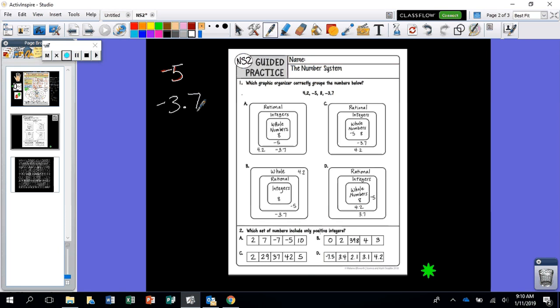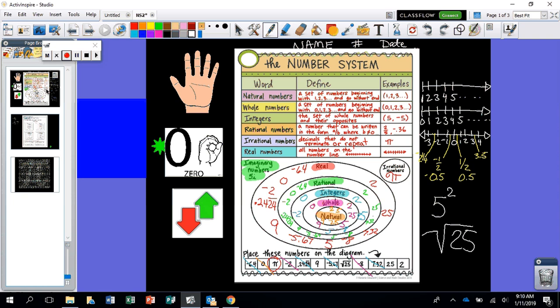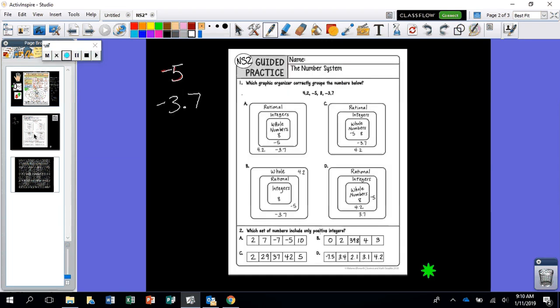So we know that -5 is an opposite of 5, and that means that, according to our notes, it has to at least fall into the category of integers. And then the other one is a decimal negative, and it has to fall into the category of rational numbers. So let's go ahead and check our sheet for those two things.